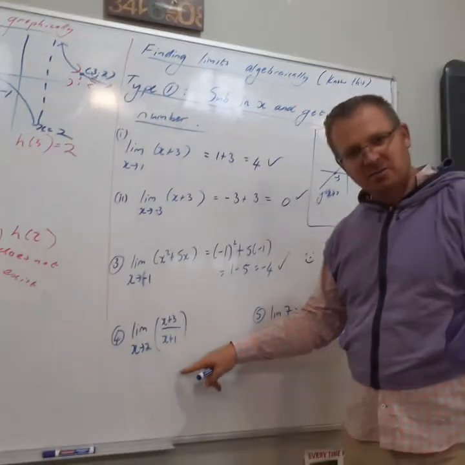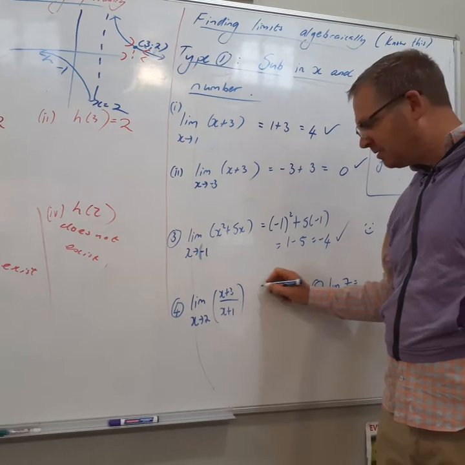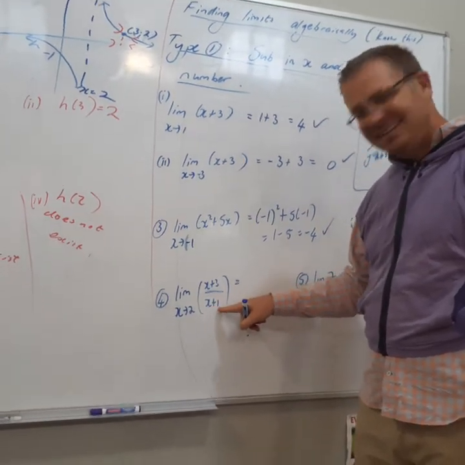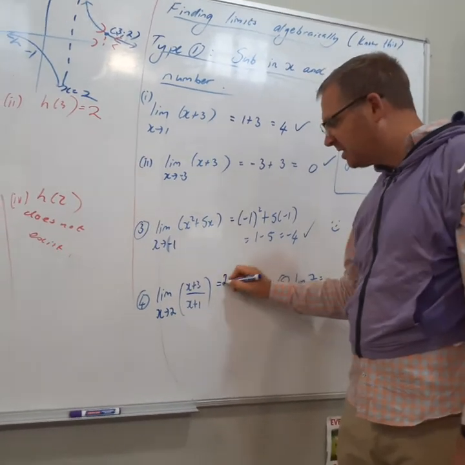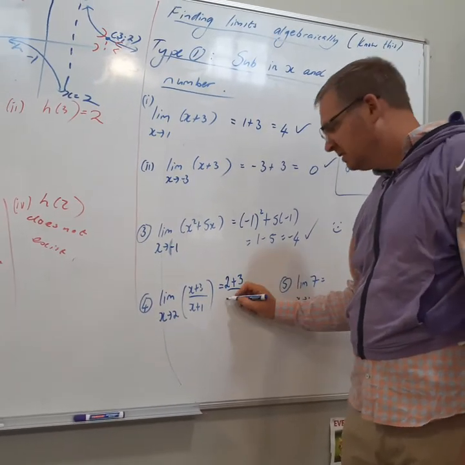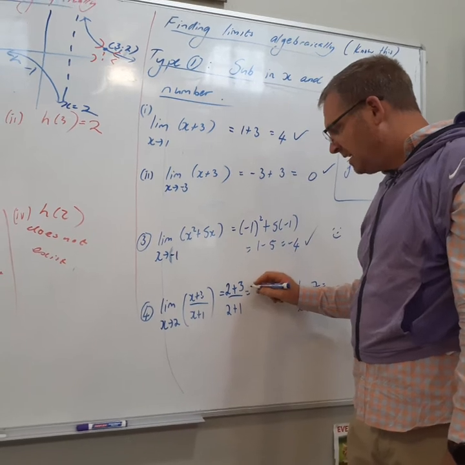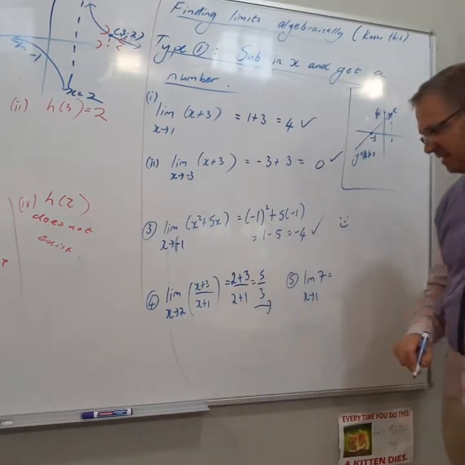Right? This one over here, the limit as x tends to 2 of x plus 3 over x plus 1, well, there will be a vertical asymptote, but it's going to be at negative 1. So the limit as x tends to 2 is going to be fine. It's just going to be 2 plus 3, okay, over 2 plus 1, just replace the x's with 2, and I get 5 over 3. And that's your answer. Okay?